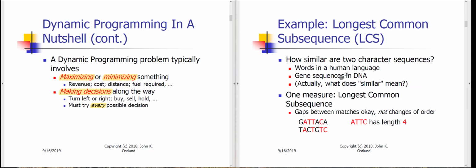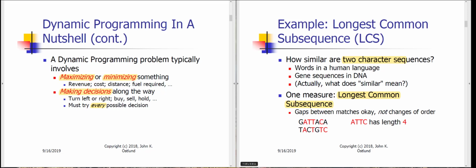Okay, so here's the next problem we're going to look at. How similar are two sequences of characters, or two sequences of symbols, or perhaps two sequences of words? Now, of course, this entails deciding what similar even means. Do we mean, for example, in a human language, similar in meaning, or just similar in structure, or similar in vocabulary, or what?